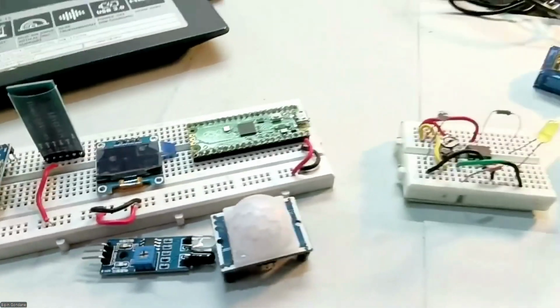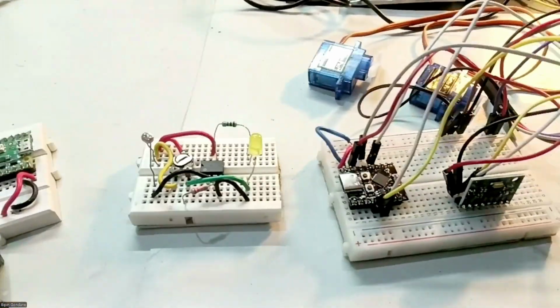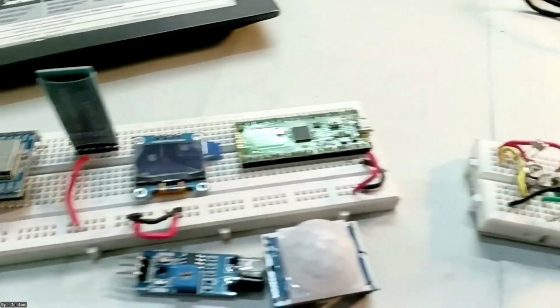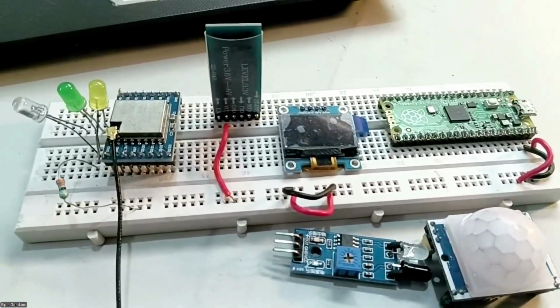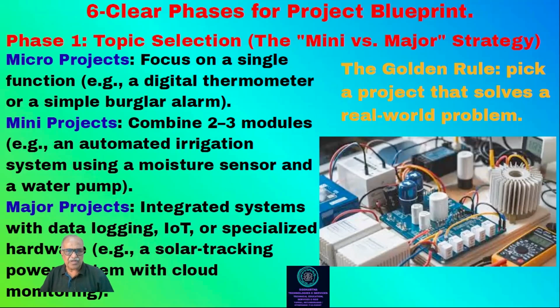So I hope you got the idea. What is the difference between mini project, micro project, and main project that I wanted to show you in real time. Just now, you must have got a little idea of how you will categorize it, that is micro, mini, main project. So I will just tell you in 6 clear phases for a project blueprint, right?